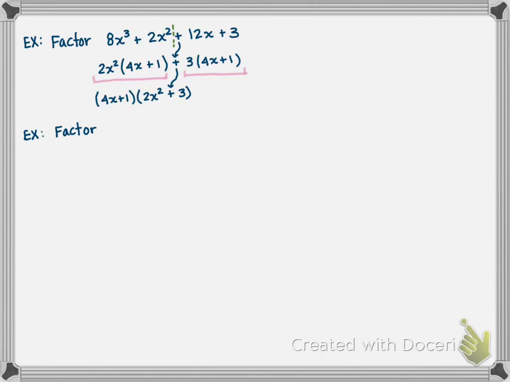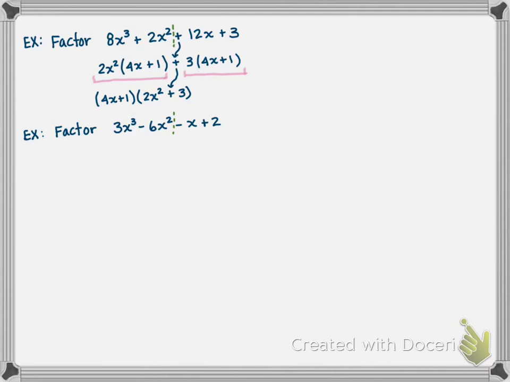There we go. Let's do 3x to the third minus 6x squared minus x plus 2. So again, this is already in descending order, and there's no GCF I can take out of the whole thing, right? 3, 6, 1, and 2 don't have any common factors other than 1, and one of my terms does not have a variable, so I can't pull out an x.